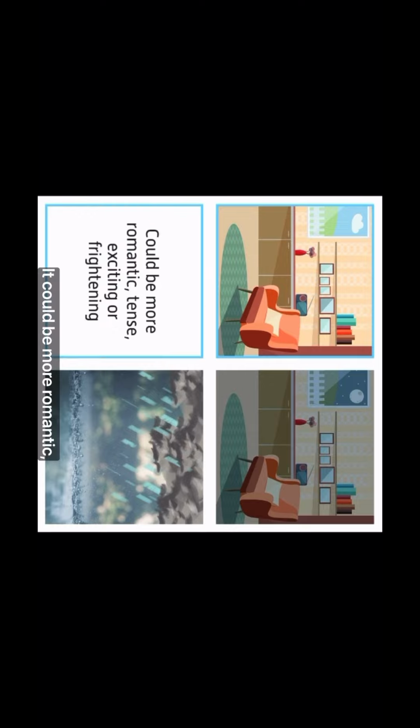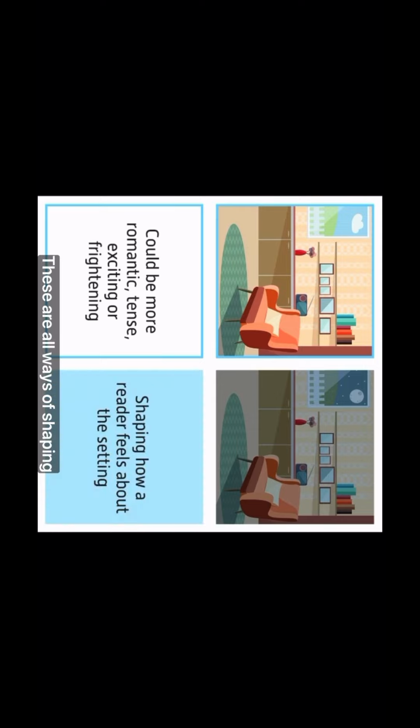There are lots of different ways to create atmosphere. One way is to use the climate or weather. A torrential downpour may frame the tragic separation of two former lovers. Mist and crackling lightning may overshadow a spooky graveyard. Setting a scene at night will create a different atmosphere to having it in the daytime. It could be more romantic, tense, exciting, or frightening. These are all ways of shaping how a reader feels about the setting.